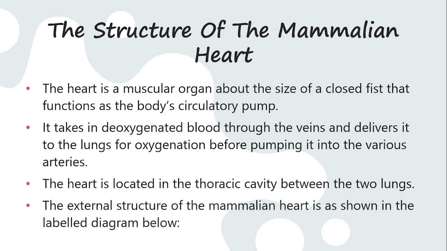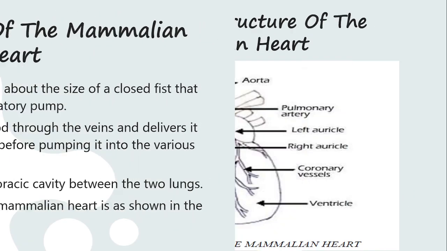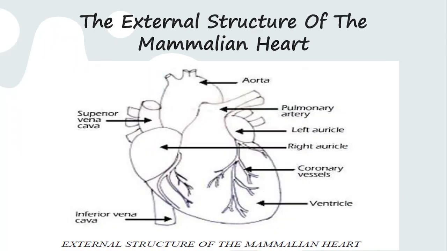The external structure of the mammalian heart is shown in the labeled diagram below. So here is the diagram of the external structure of the mammalian heart. There are various parts that are labeled here. There is the superior vena cava. We will see their functions. All these parts that are labeled: there's the aorta, pulmonary artery, left auricle, right auricle, pulmonary vessels, ventricle, inferior vena cava.